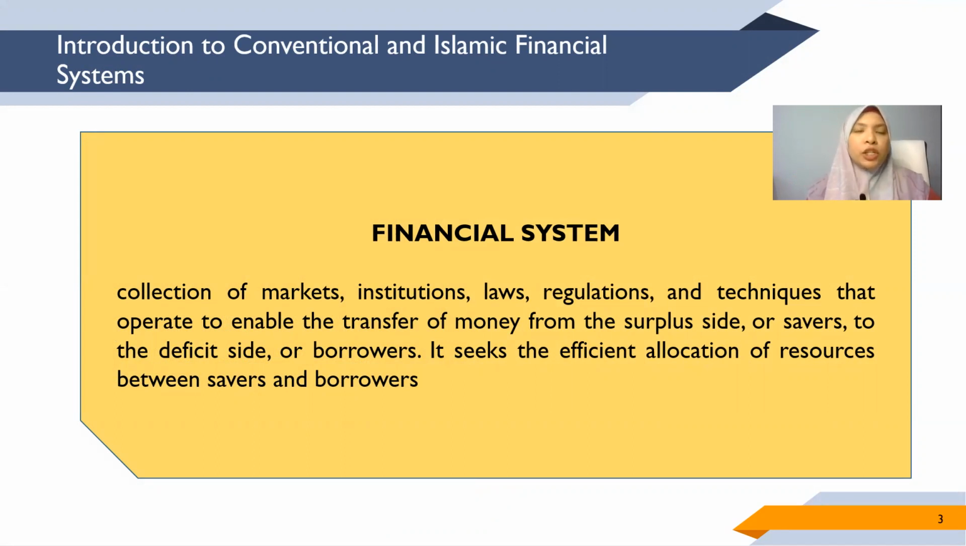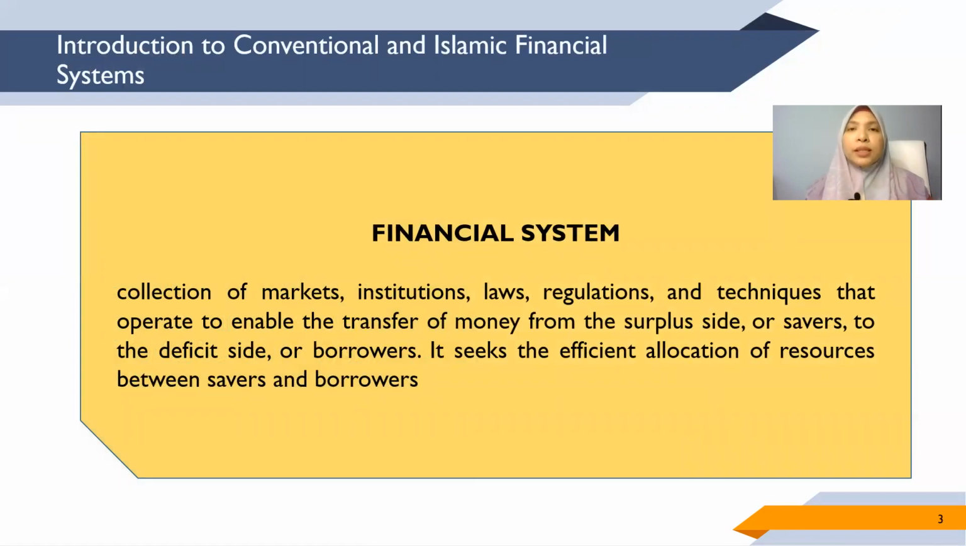So for introduction, what is the financial system? It is a collection of markets, institutions, laws, regulations, and techniques that operate to enable the transfer of money from the surplus side or the savers to the deficit side or the borrowers. It's the efficient allocation of resources between savers and also borrowers.